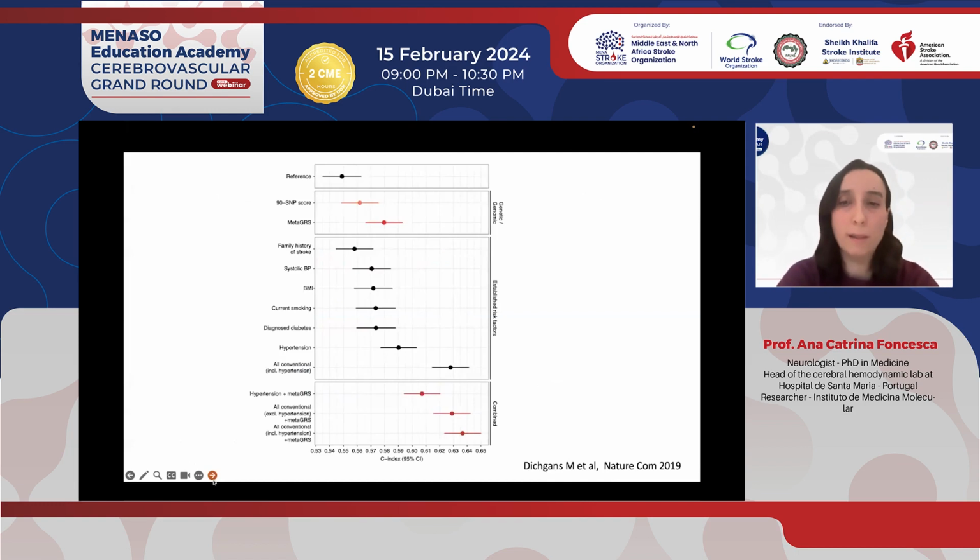So Mark Dichgans and his group did a study in which they analyzed this genetic risk score that they developed, and they compared its prediction ability with using just the common vascular risk factors that we currently know. And what they showed is that these genetic risk scores, when combined with the vascular risk factors, are better to predict outcomes, namely the occurrence of stroke. And these results were validated using the UK Biobank data.